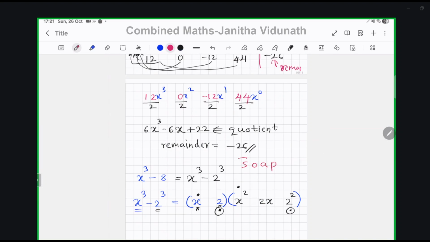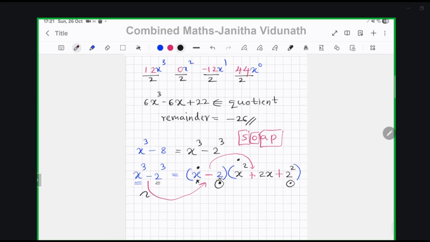That means same sign. Here the sign is minus, the same as here. Then the opposite sign. Here my sign is minus, then we put the opposite sign. That means plus. Then we always use a positive sign. That means the last term should always be positive. That means the factorization of x cube minus 8 is x minus 2 times x square plus 2x plus 4.